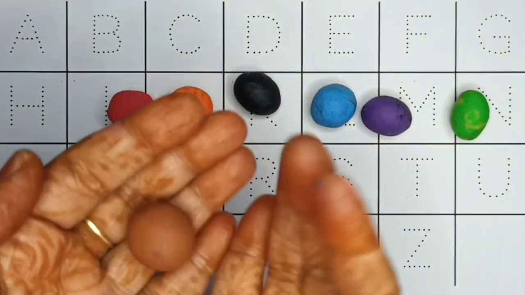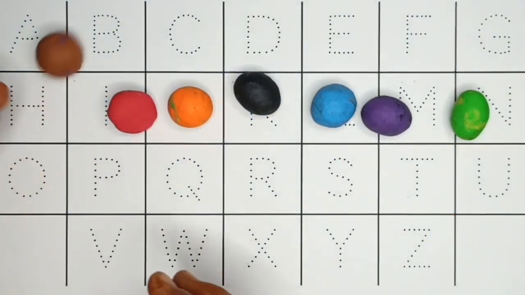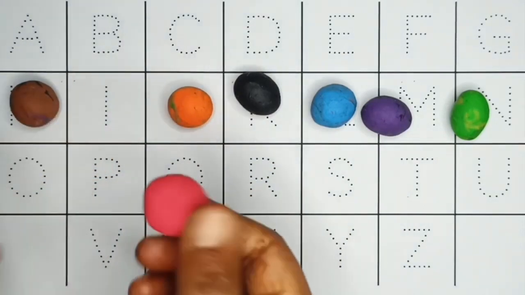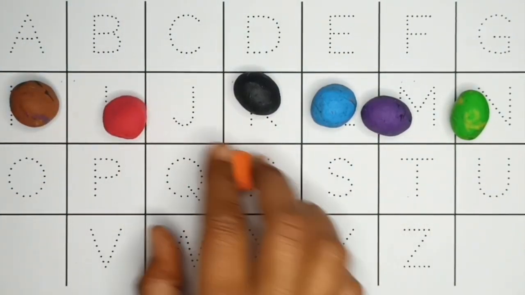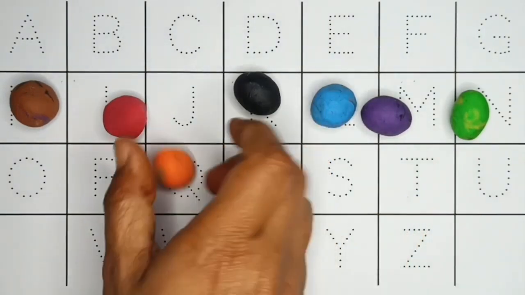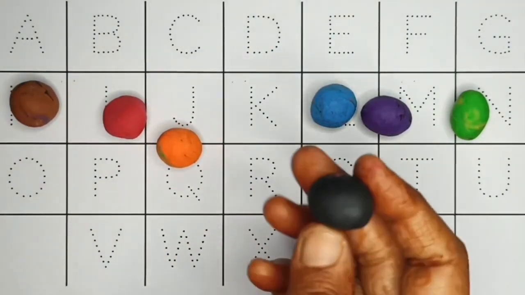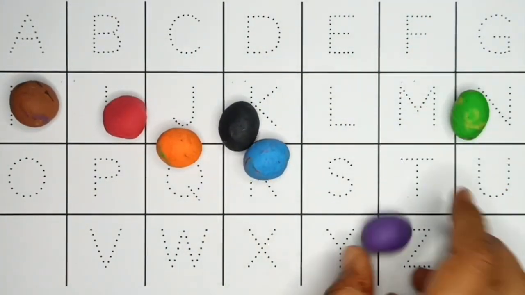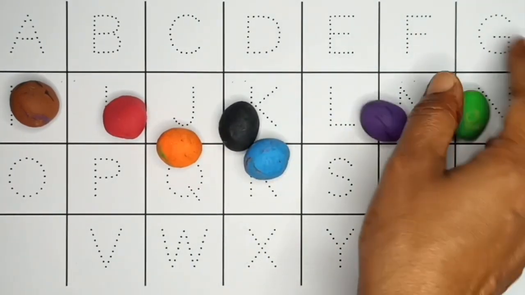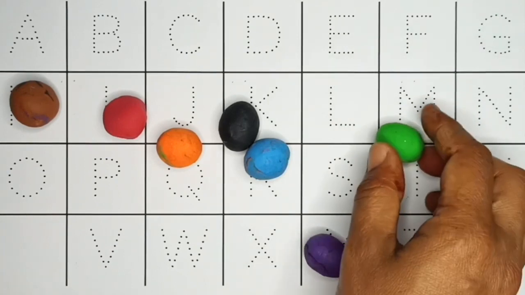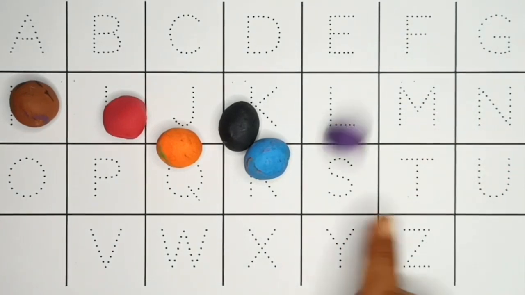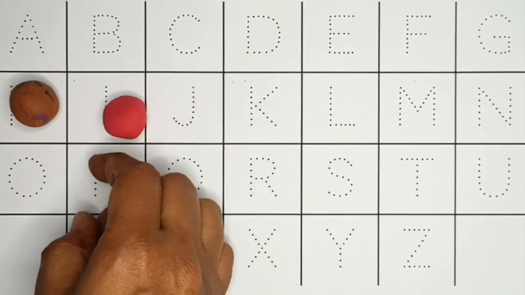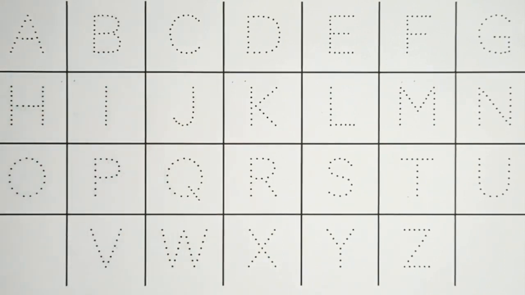Brown color, brown. Purple color, purple. Orange color, orange. Black color, blue color. Violet color, green color. Green, violet, blue, black. Orange, purple, brown.